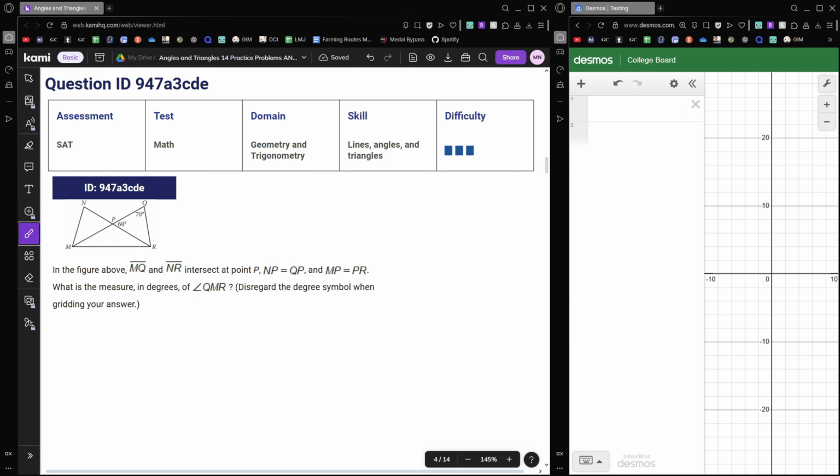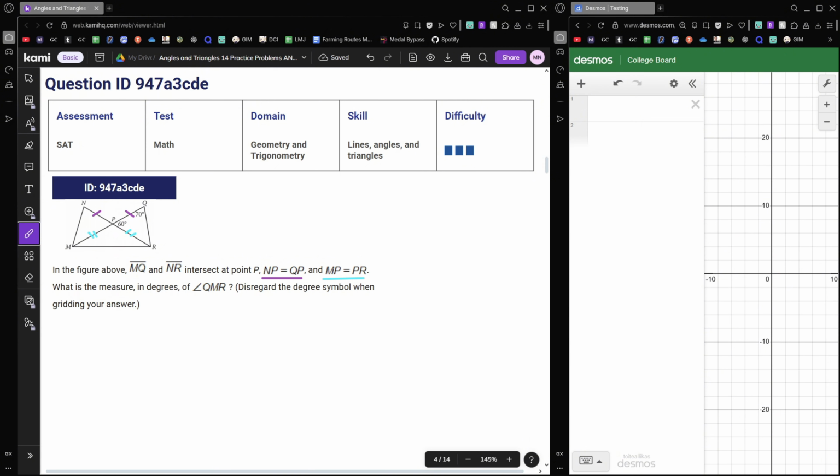Question number 4. In the figure above, line MQ and line NR intersect at point P. NP is equal to QP. So that means that this side and this side are equal to each other. And MP is equal to PR. So that means that this side and this side are equal to each other. And now we have a triangle with two equal sides, making it an isosceles triangle.